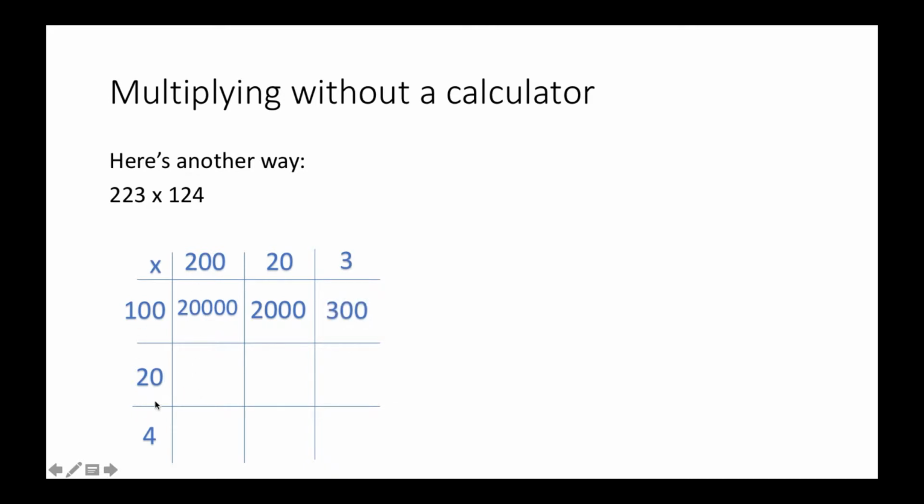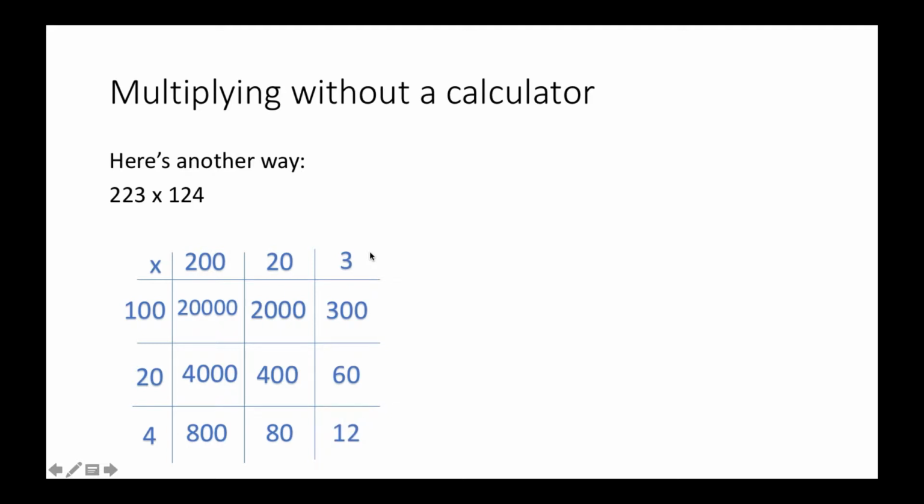20 times 200, 2 times 2 is 4, and then I've got 1, 2, 3 zeros. 20 times 20, 2 times 2 is 4, and I've got 1 0 there and 1 0 there, so I add 2 zeros to my answer. 3 20s, or 20 times 3, that's 60. 4 times 200, well 4 times 2 is 8, and then I've got 2 zeros there, so I add 2 zeros there. 4 times 20, well again, 4 times 2 is 8, and I've got 1 0 there, so I'll add 1 0 there. And then 4 times 3 is 12.